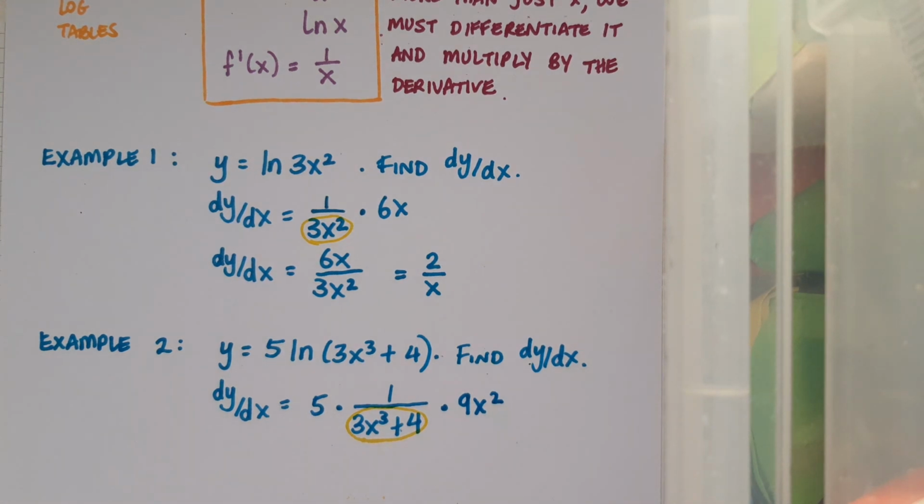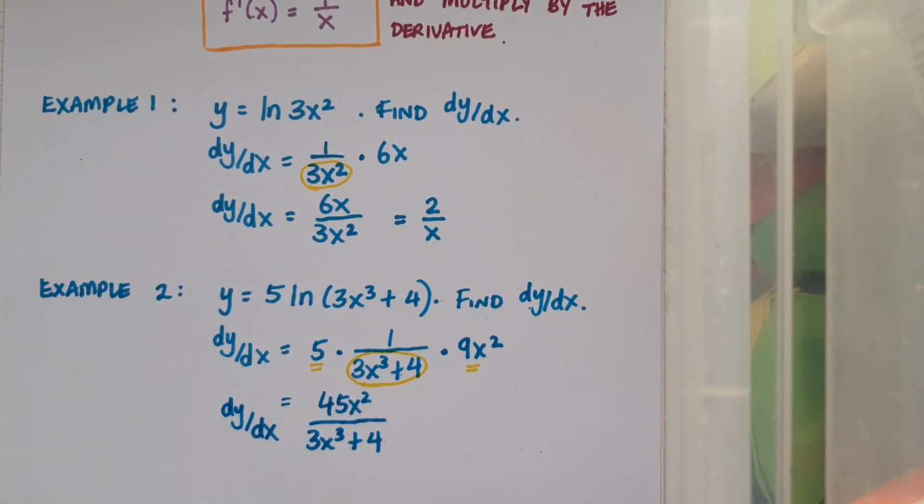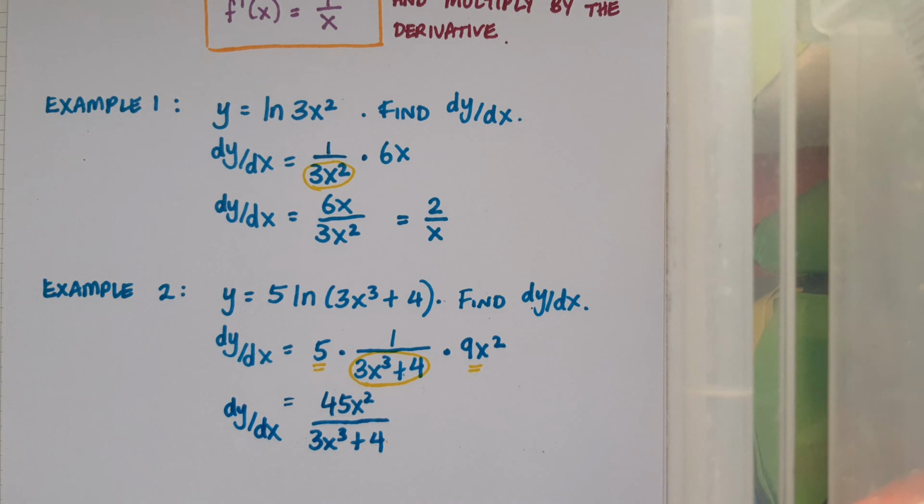I'd like to tidy up a little bit. In this case, what that will involve is just taking what I have at the very beginning, the coefficient of 5, and the 9x squared that I have at the very end, multiplying them together, and they can go on the top of the fraction. And there's my result. dy/dx equals 45x squared over 3x cubed plus 4.